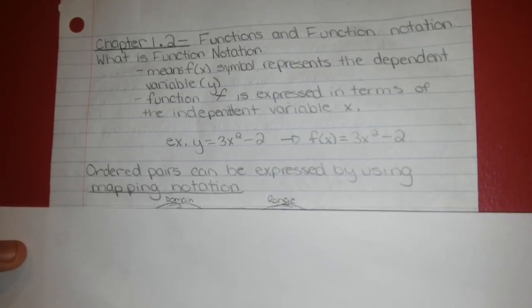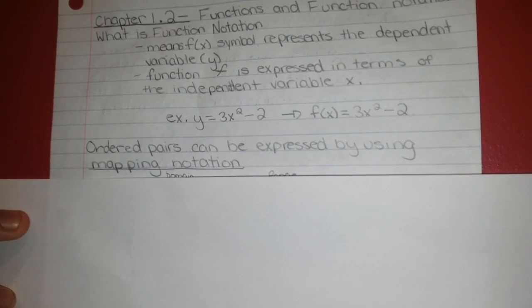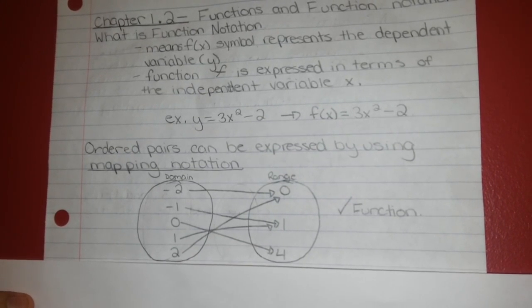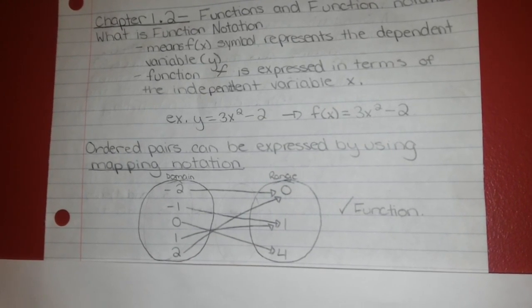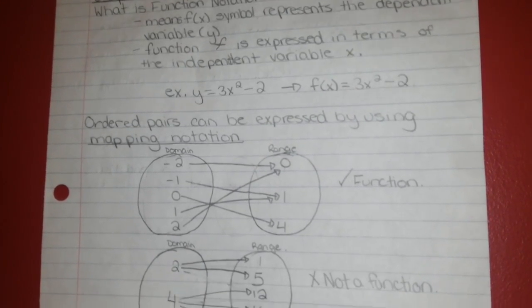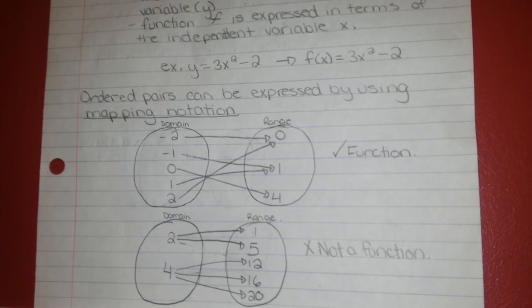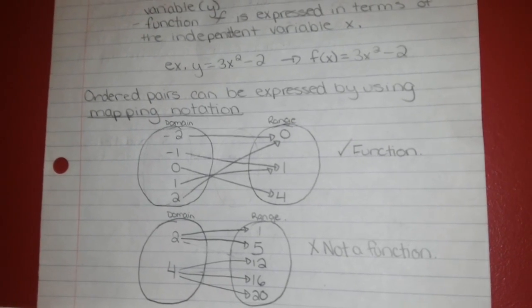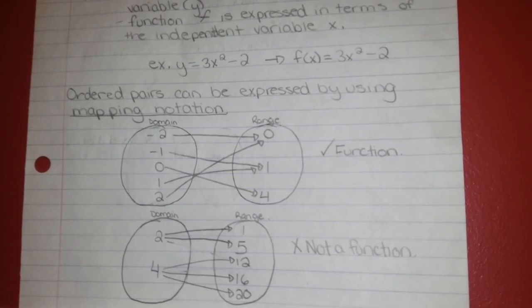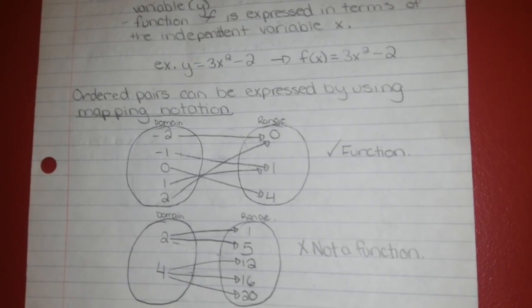Now we have ordered pairs. Ordered pairs can be expressed by using mapping notation. This is mapping notation. As we can see, we have domain and range. There are separate domains and they have one corresponding range. Therefore, they are a function. However, in this next example, we see it's not a function because although there is a single domain, it corresponds to more than one range, and that cannot happen for a function.